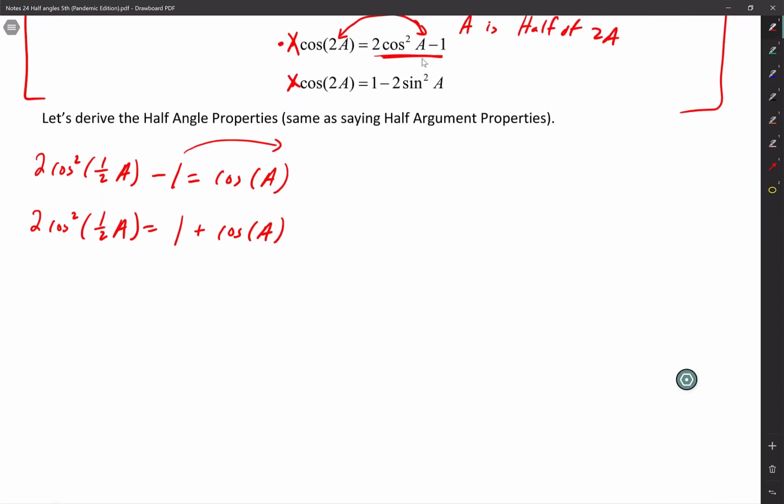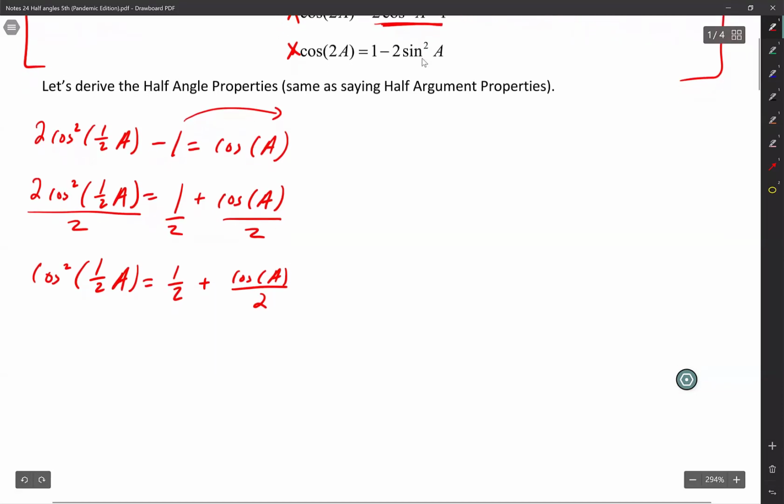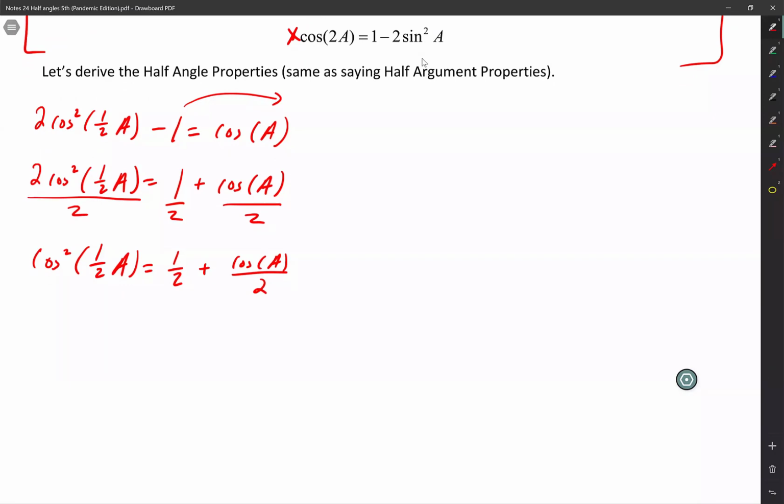All right, next, I have a 2 in front of this cosine squared of half A. I'm going to divide by 2, divide by 2, divide by 2. And I'm going to go slow. Cosine squared of half A equals 1/2 plus cosine A over 2. Do you guys still agree with what we have so far? All right. Next, I'm going to factor out a half.